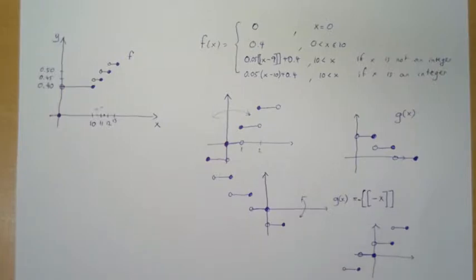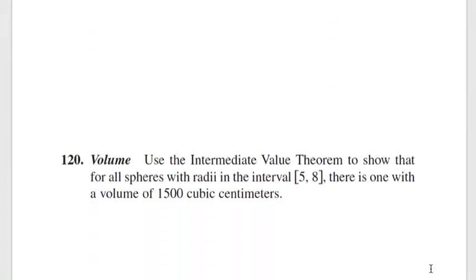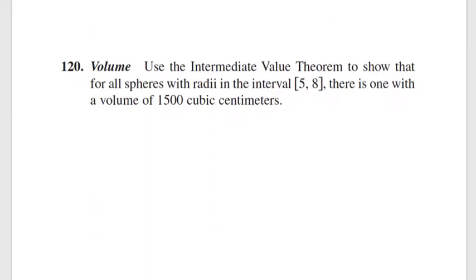One more question we're going to do together in 2.4 is question 121. Use the intermediate value theorem to show that for all spheres with radii in the interval [5, 8], there is one with a volume of 1,500 cubic centimeters. The reason why I want to do this exercise is that it's a little bit weird. It feels like it's an easy exercise. Why are we asked to use the intermediate value theorem? And it's true, it's a little bit of an artificial exercise, but I want to do it the way they expected us to do it.